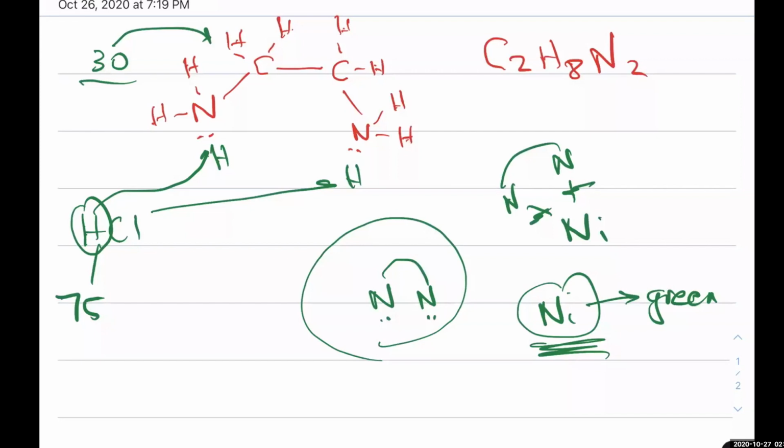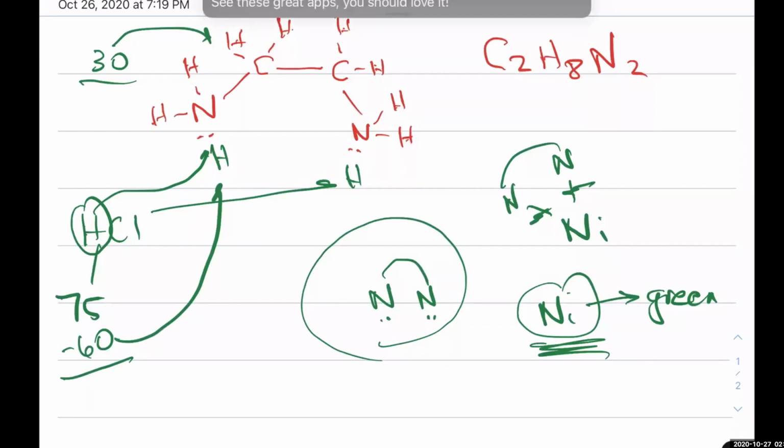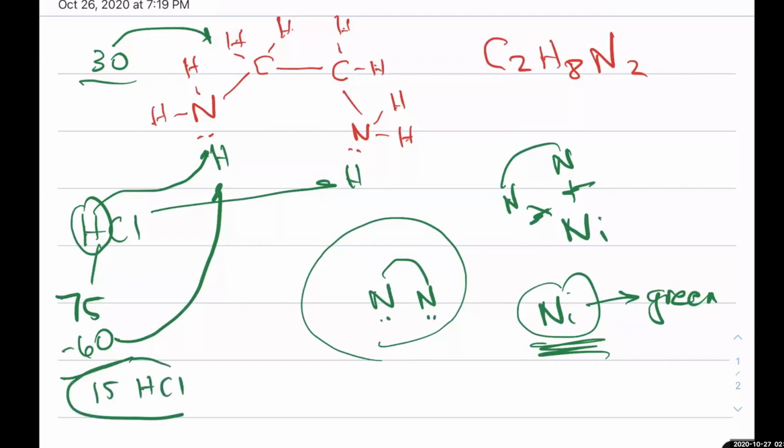But if you did have 30, then 60 of that would be used to bind the ethylenediamine. Remember that it takes 2 hydrochloric acid for every 1 ethylenediamine. So the fact that you had 30 ethylenediamine means you need 60 HCl. Okay, I hope I'm not losing you, because this is the basis of your analysis. That's why it's called a back titration. Okay, that means that there are 15 HCl still roaming around in that solution.